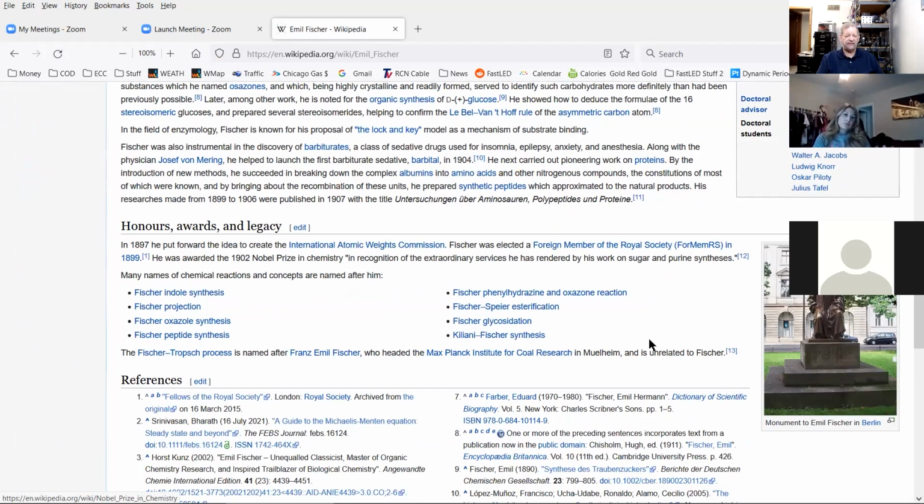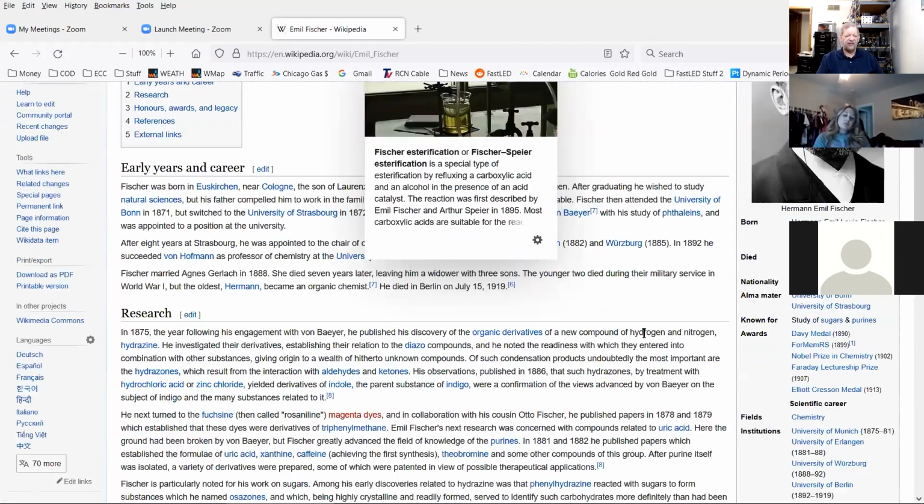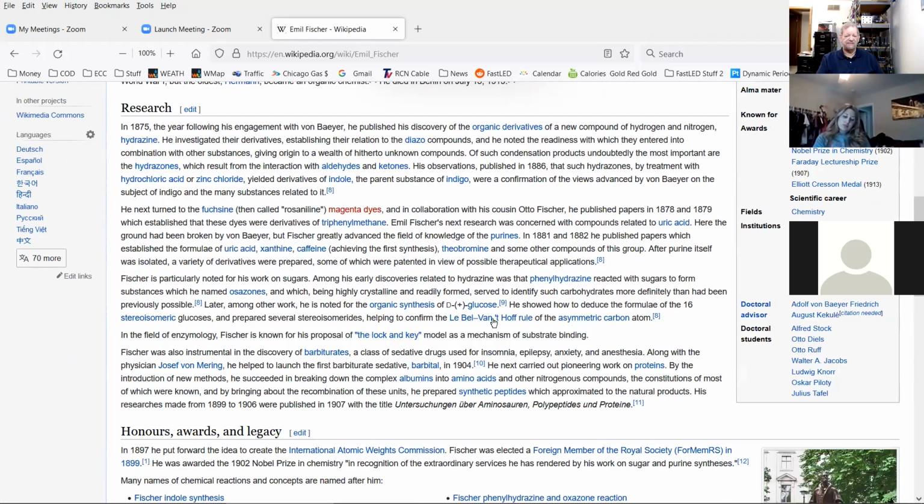Anyways, he's particularly noted for his work on sugars. He discovered a way of making derivatives of sugars to form molecules which you could make crystalline, because not all sugars are crystalline, and identify the structure.